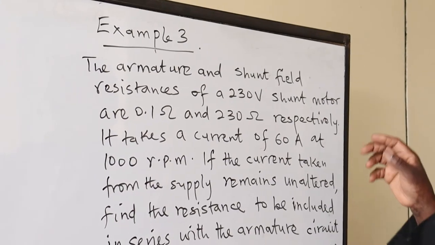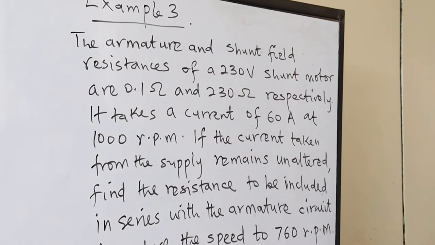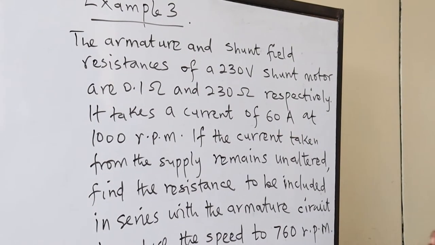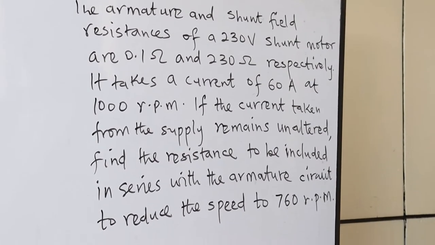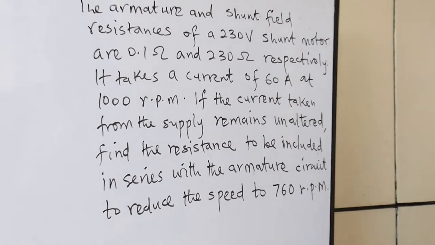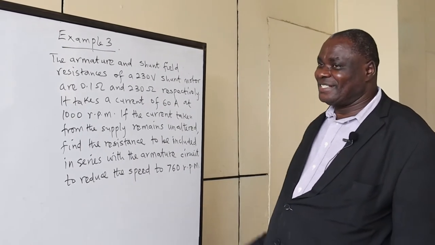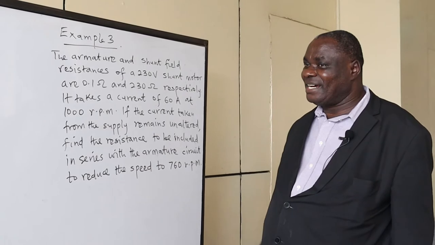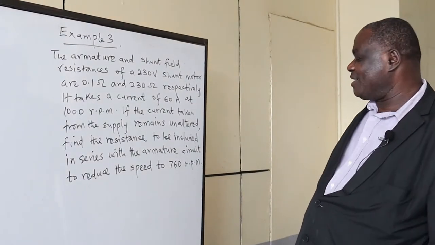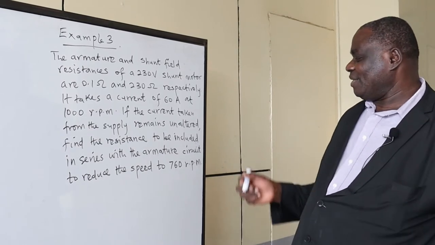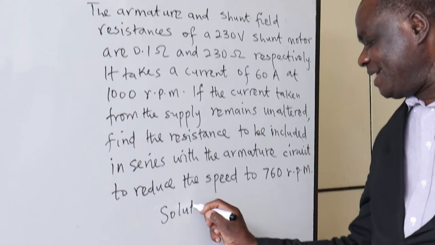Okay. This is also an example on speed control, but on a shunt field or on a DC shunt motor. But this is where we are having the armature control. We are going to do some modification to the armature circuit so as to control our speed. So this is an example of armature control or rheostatic control of a DC motor. So in our solution, we need to note down the parameters given.